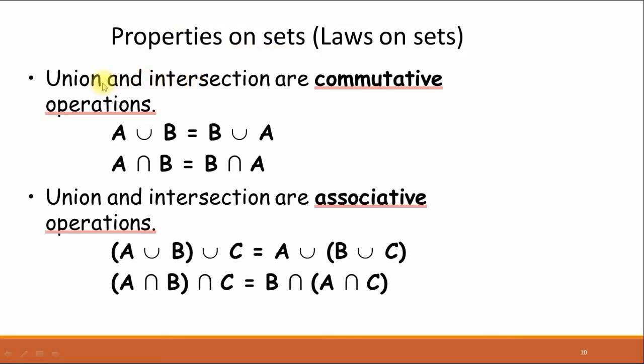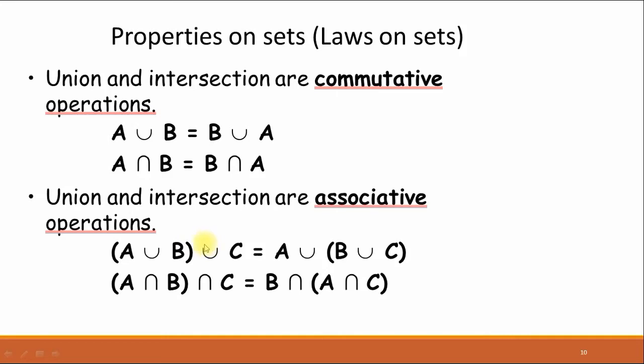Now some properties of sets, meaning laws on sets. The first law of union and intersection is the commutative law. The commutative law of union for two sets can be written as A union B is equal to B union A. The commutative law of two sets with respect to intersection can be written as A intersection B is equal to B intersection A.